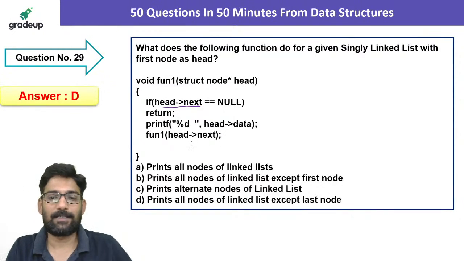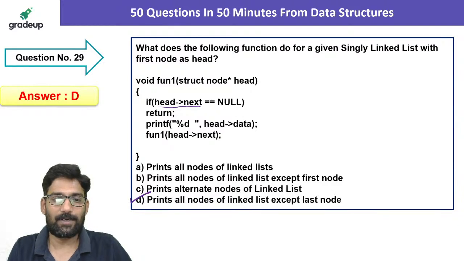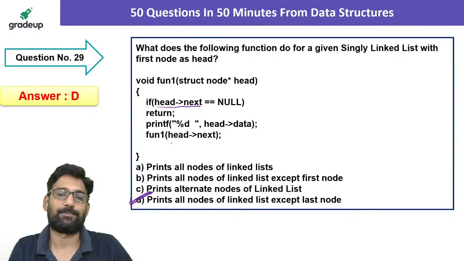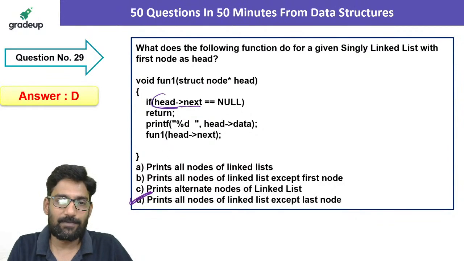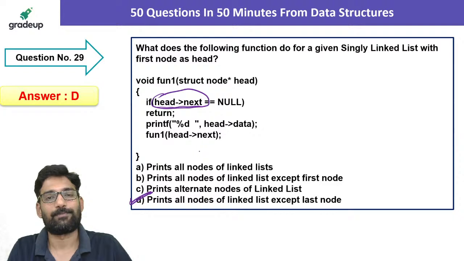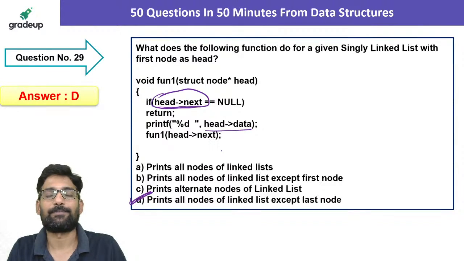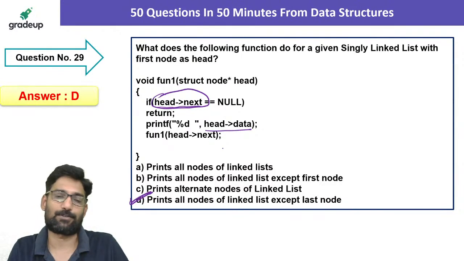The right answer is option D. It prints all the nodes except the last node, because head next will be null for the last node. So there it ends. Simple, right? Otherwise you are printing the head data. So it prints all the nodes except the last one.